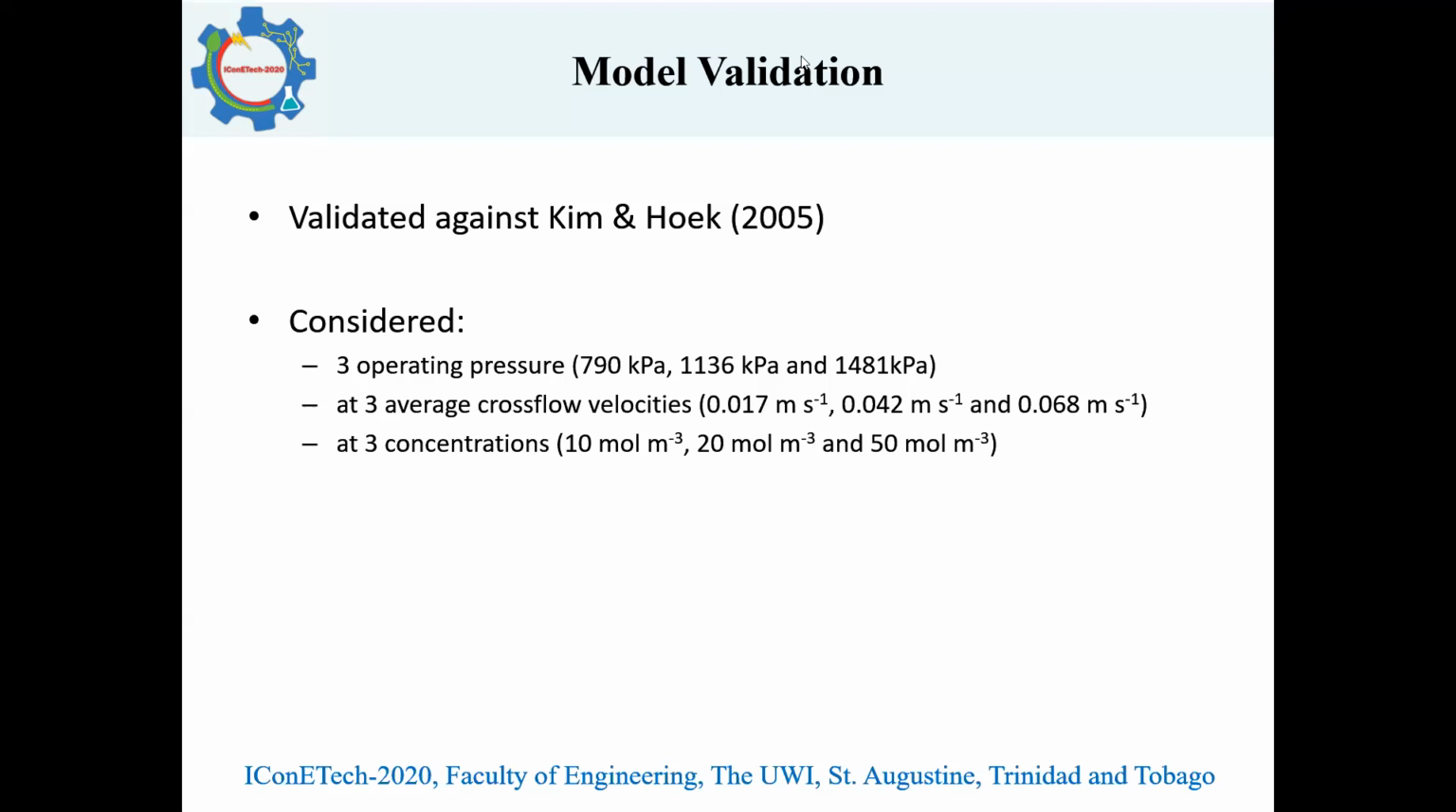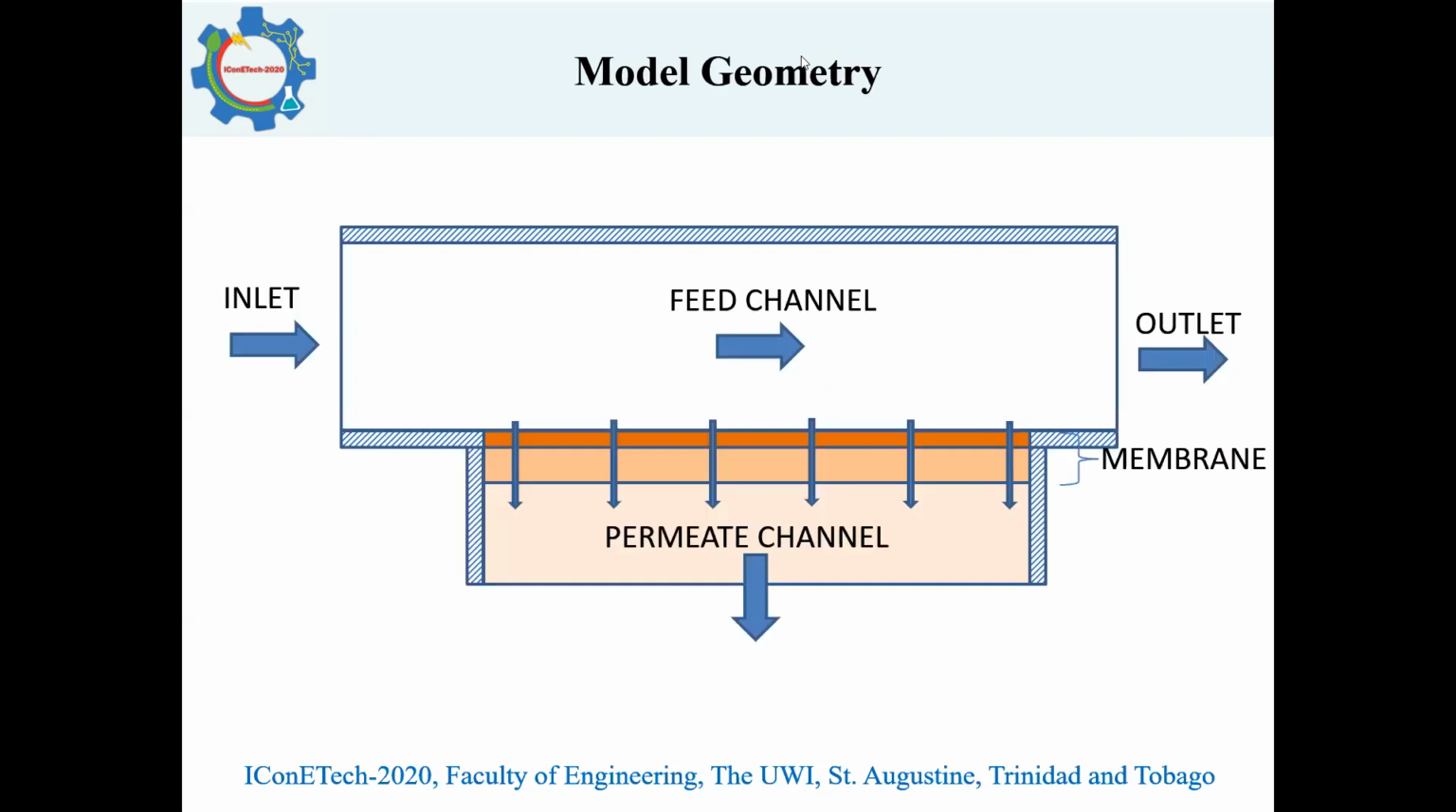We did our model validation against Kim and Hoek from 2015, and in their setup, they had an experimental setup in which they considered 3 operating pressures at 3 average cross-flow velocities at 3 concentration levels, for a total of 27 data points. This is what the model geometry looks like for their setup. They would have had an inlet, pre-channel, outlet, and permeate channel. How this varies from the standard spiral wound membranes is that our permeate channel outlet goes down rather than across or into the spiral.